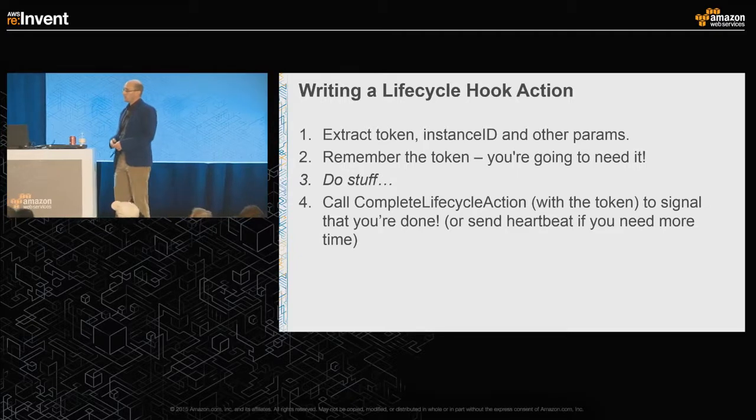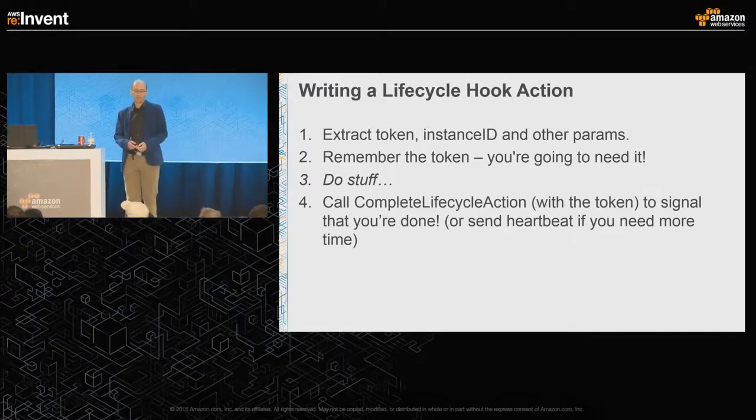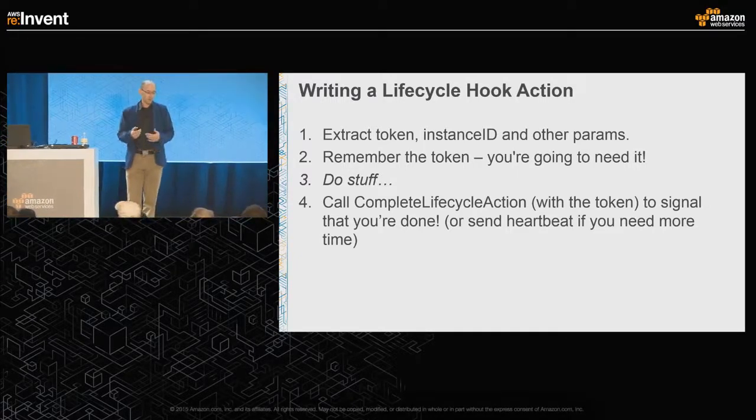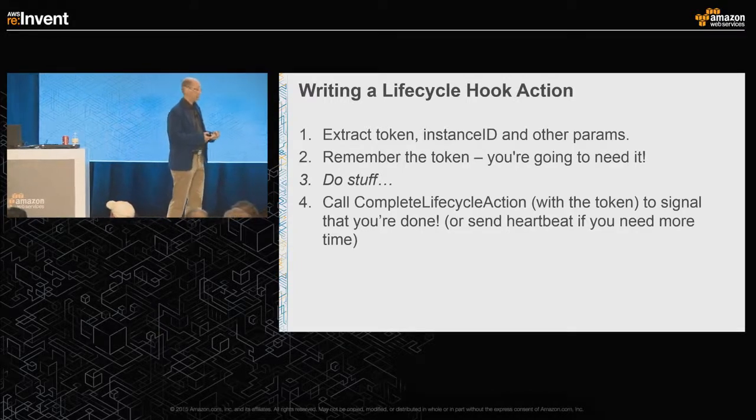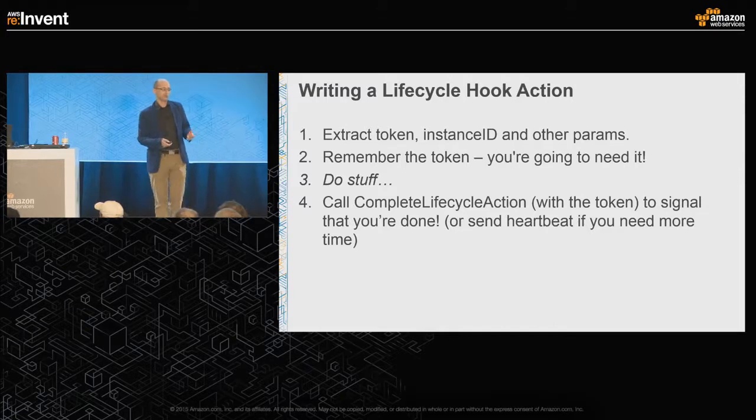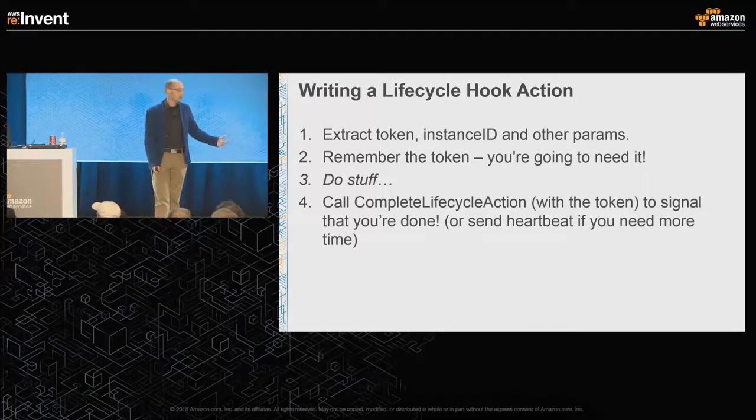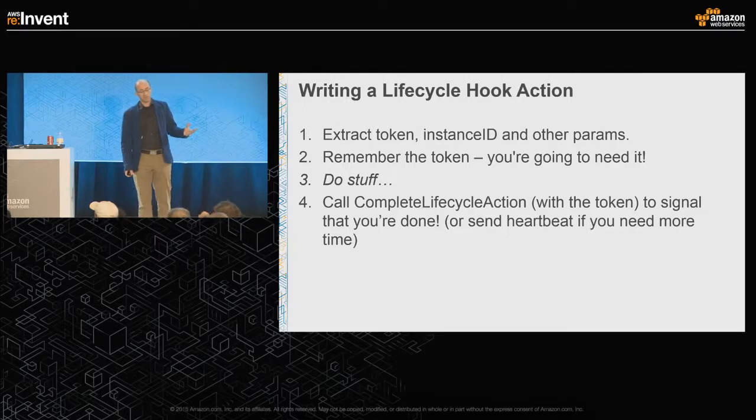Okay, and what does writing a lifecycle hook look like? You can pick any programming language you like, it doesn't matter. You just need to extract the information you need. You need at least the token so you can talk back to autoscaling. You probably need the instance ID so that you know which instance you're working with, and some other parameters. Remember the token, yes, it's useful. Then do whatever you need to do, like move away log files. And then once you're done, call complete lifecycle action, passing in the token to tell autoscaling when you're done. And then it will move the instance into the in-service state.